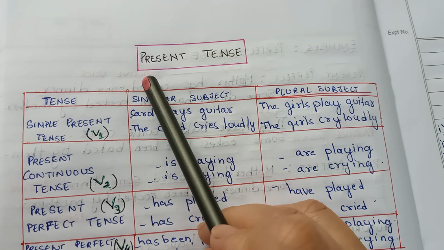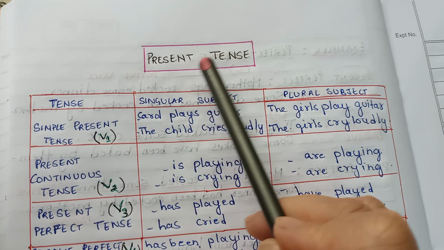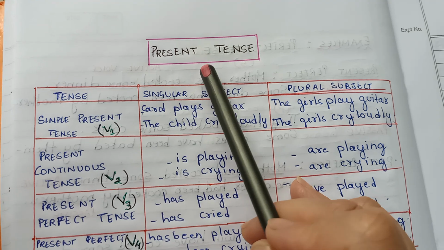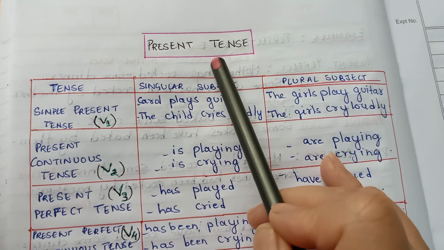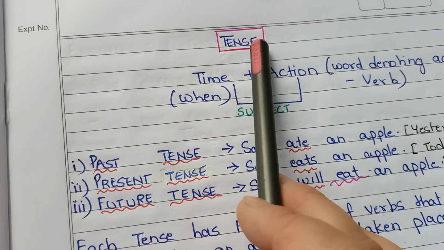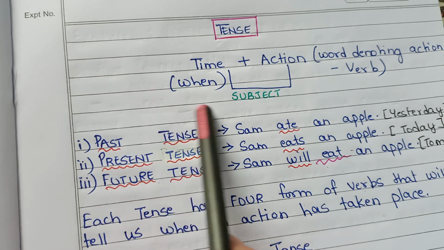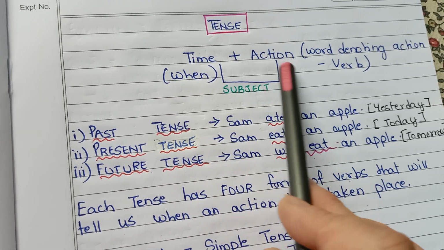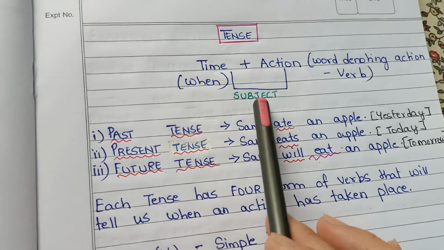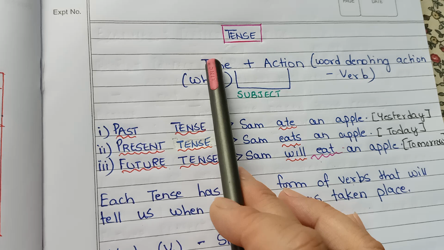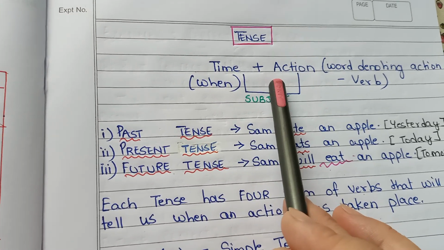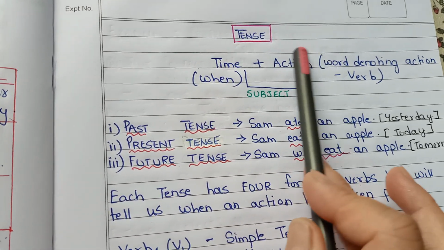Today's topic is present tense. In my earlier video, I talked about tense. In general, what do you understand by the term tense? I explained to you that tense is when an action has been performed by the subject. So the three aspects that are very important in a sentence to understand the tense are subject, when, and action.